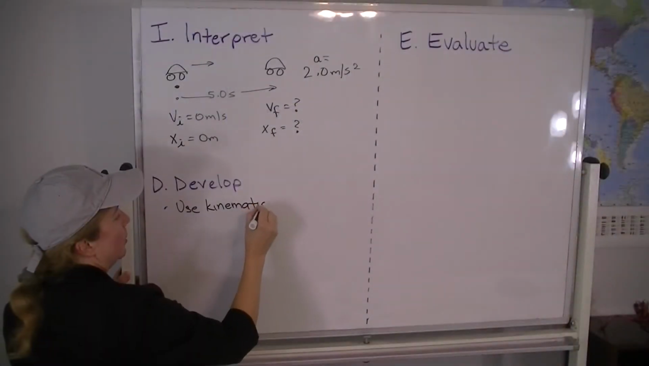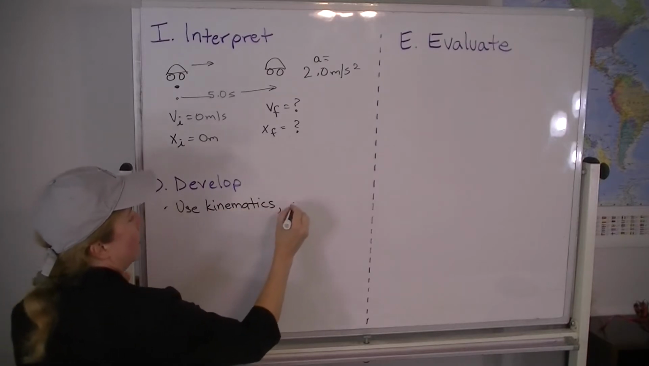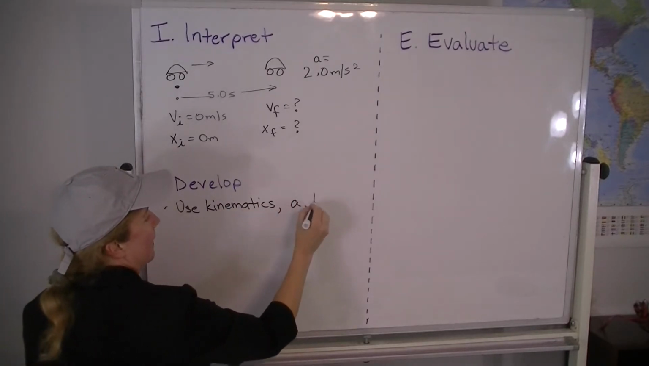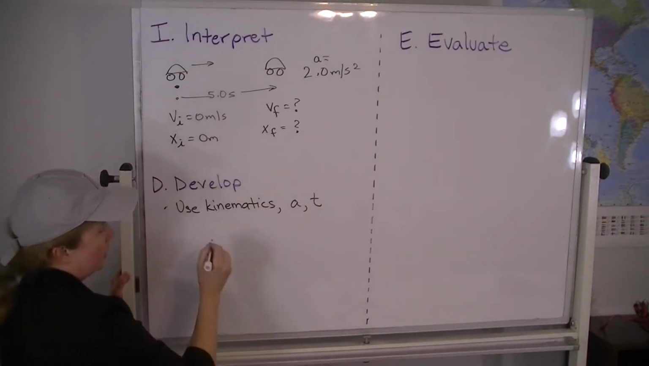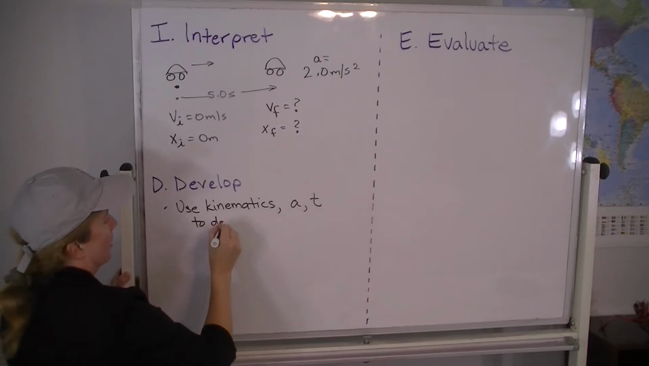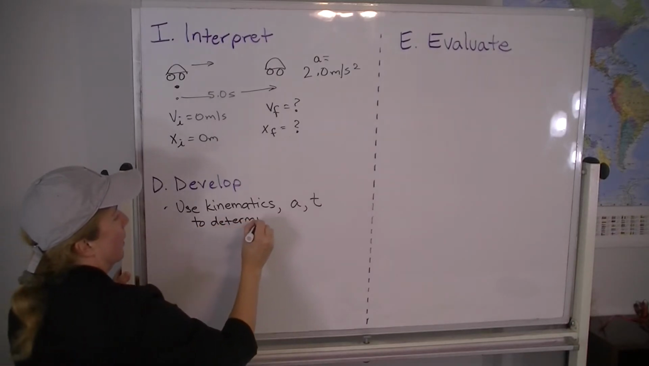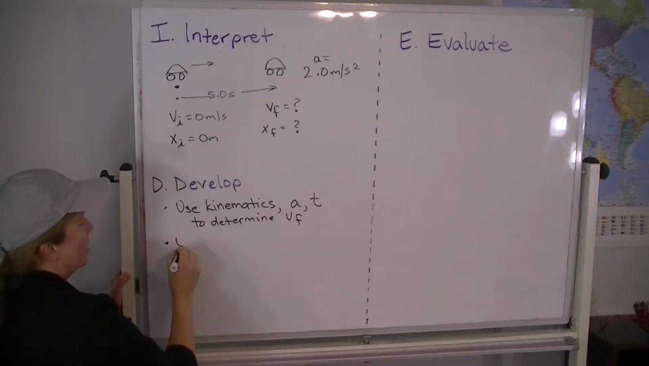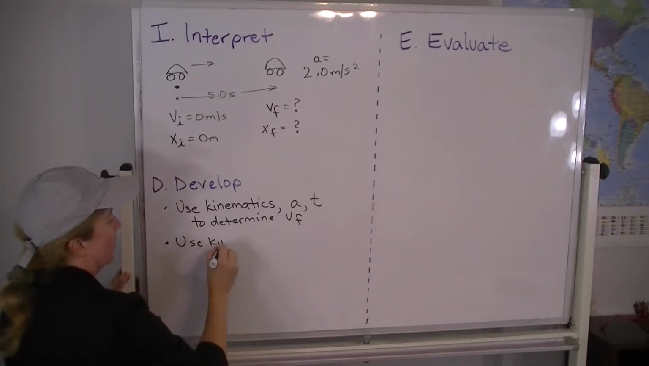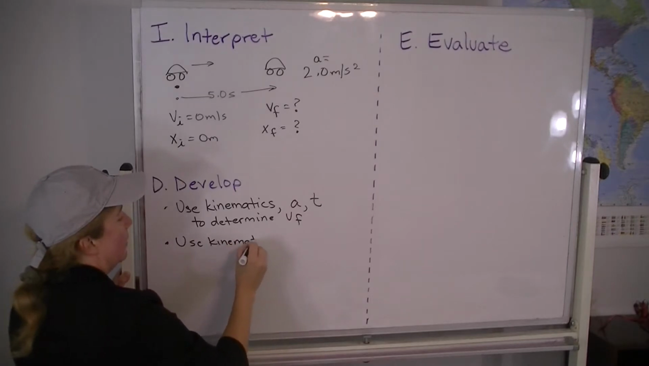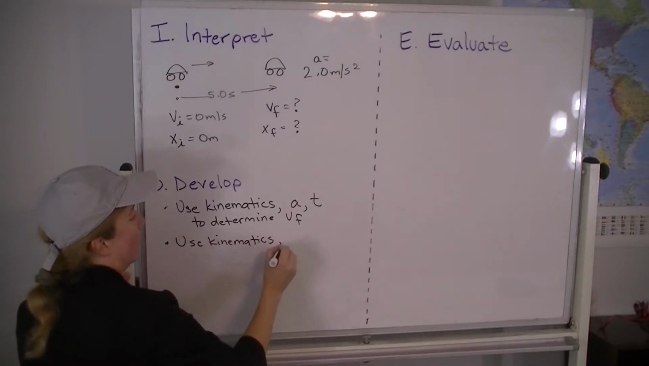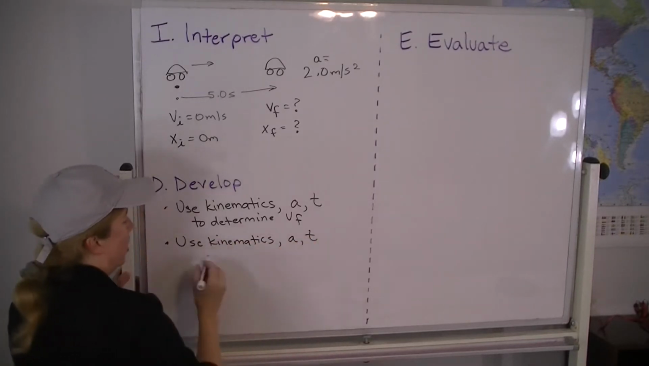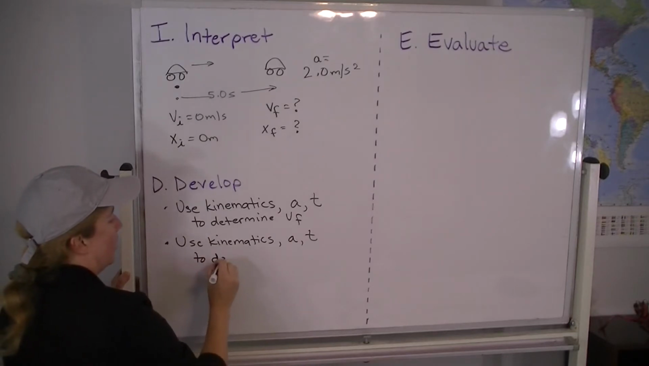That brings us to the develop step of the problem-solving format. We can use kinematics and the information we're given, which in this problem was the acceleration and the time, to determine the final velocity. And we can also use kinematics and the given information of acceleration and time to determine the final position.